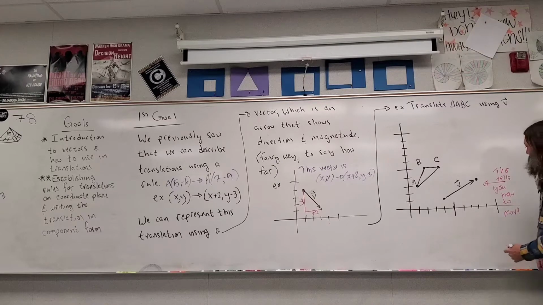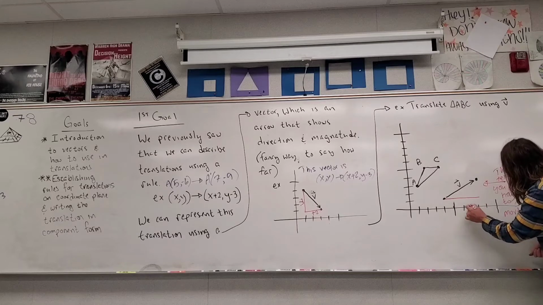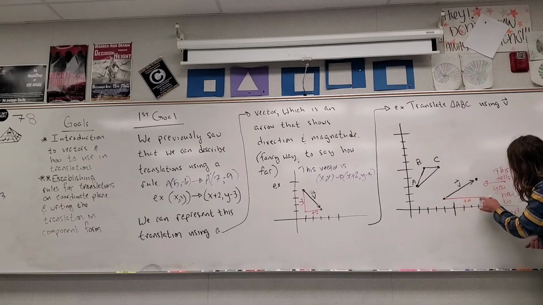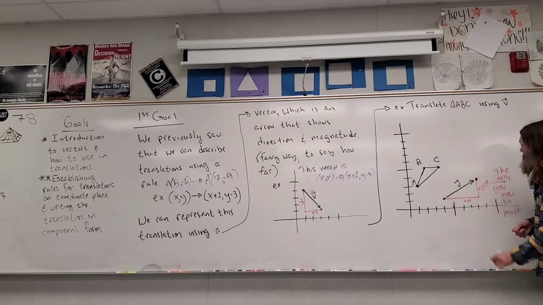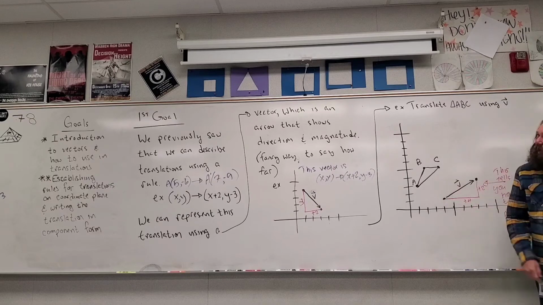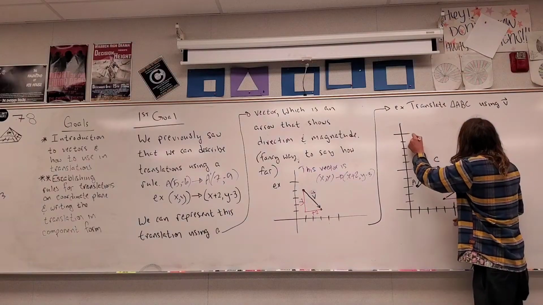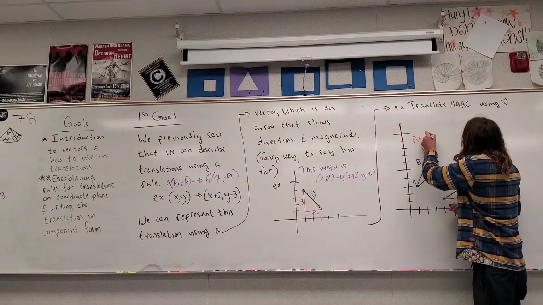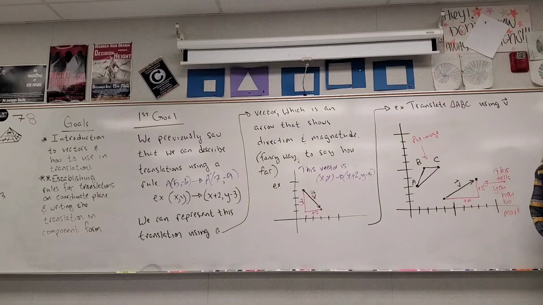So this vector is telling me that I'm going to move over how far? 1, 2, 3, 4. I'm going to go 4 to the right, and then it's telling me to go up 1, 2. It's telling me to go up 2. So I'm going to move every point 4 to the right and up 2, and I will have my image. Remember, this guy right here, this is called my pre-image. And I'm going to map it to my image.